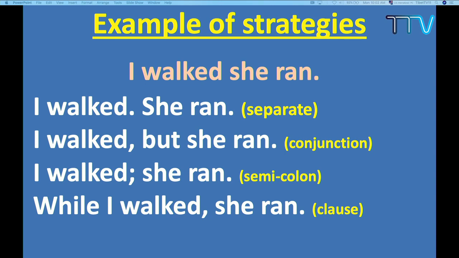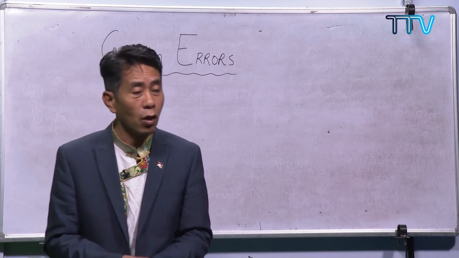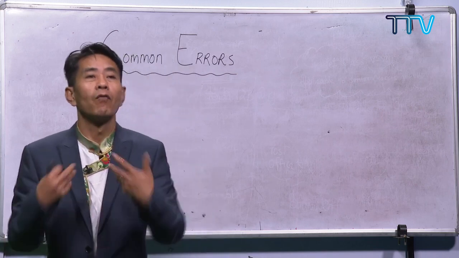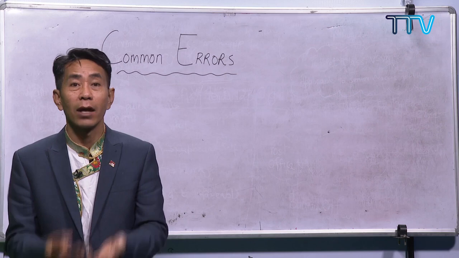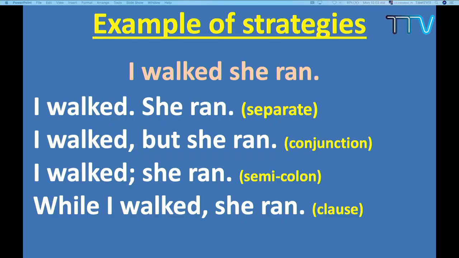Now I told you about the clause. In order to correct a run-on sentence, sometimes we use a clause. For example, while I walked, she ran. While, so that is a clause: while I walked. You got it? And she ran. So this is how we correct run-on sentences.